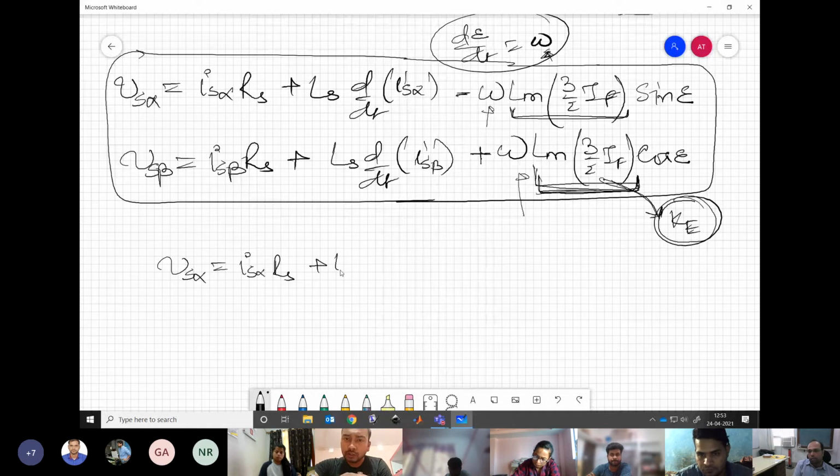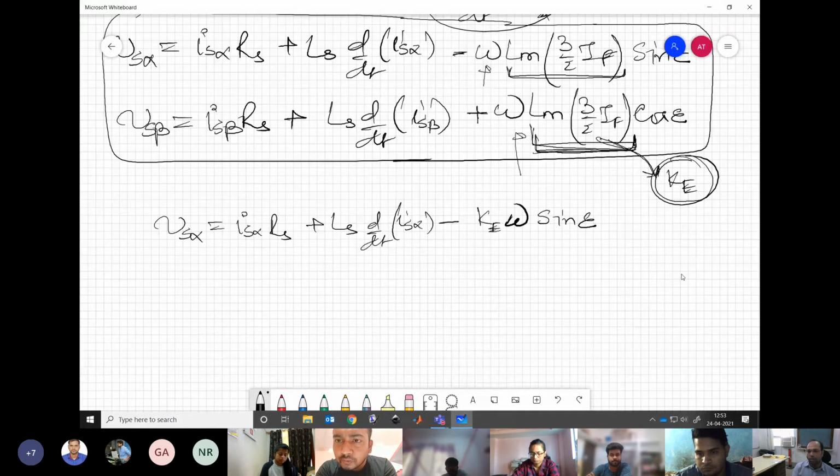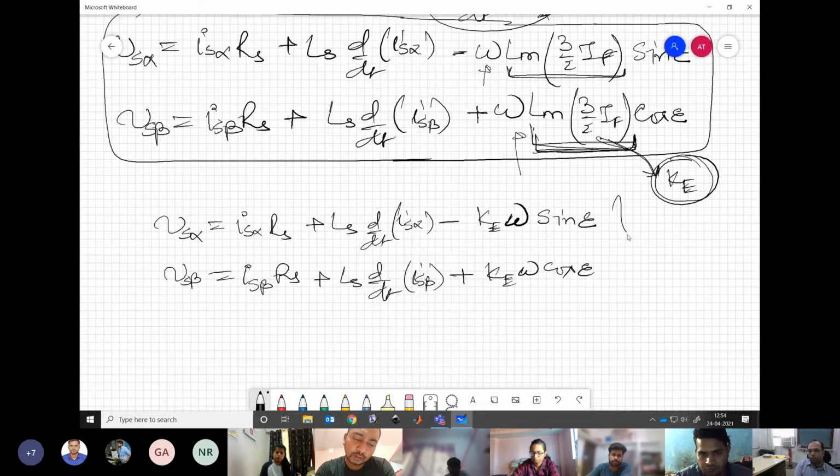Now you see that sine epsilon and cos epsilon are also coming in the back EMF term, which indicates that our back EMF is sinusoidal. It is not DC, unlike our DC motors. Is that correct? Yes.